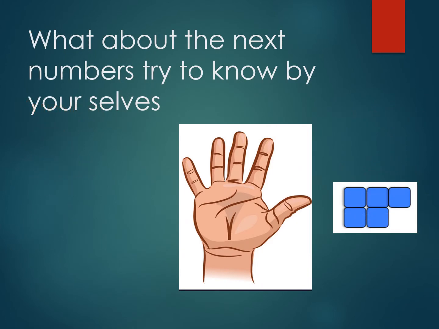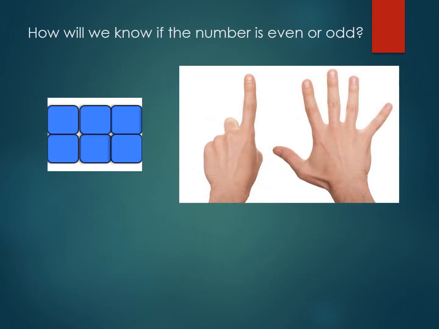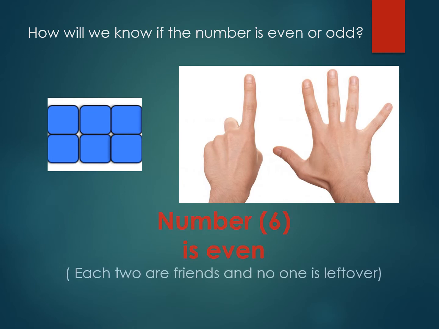What about the next numbers? Try to know by yourselves. For example, number 5. Number 5, each 2 are friends and 1 is left over without any friends. That's why number 5 is odd number. And number 6. In number 6, each 2 are friends and no one is left over. That's why number 6 is even number.